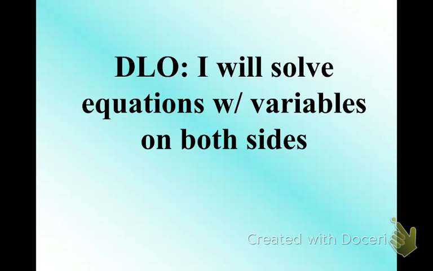Our DLO for today is I will solve equations with variables on both sides. Essentially what that means is that you're going to see variables on the left-hand side and on the right-hand side. Sometimes you may have to distribute numbers, sometimes you're going to have to combine like terms, and we're going to work on solving for variables when they're all over the place. So make sure you have this written at the top of your paper.